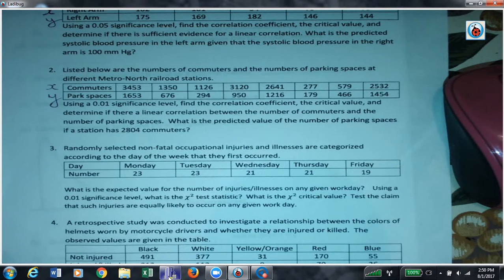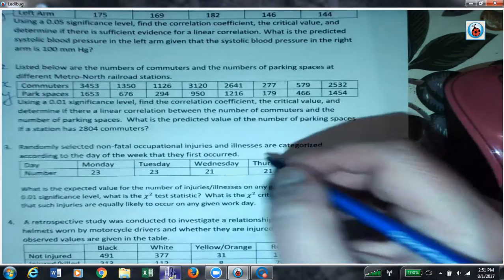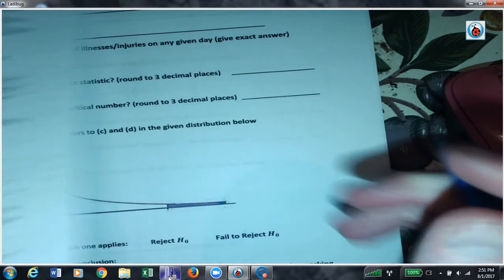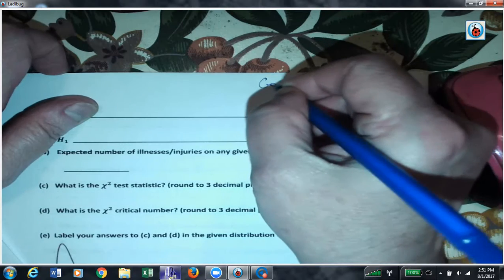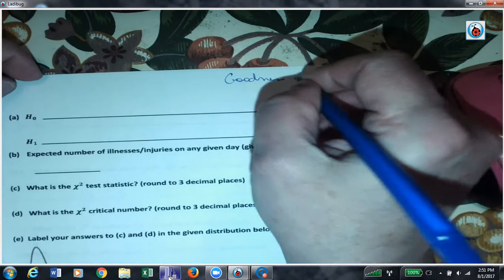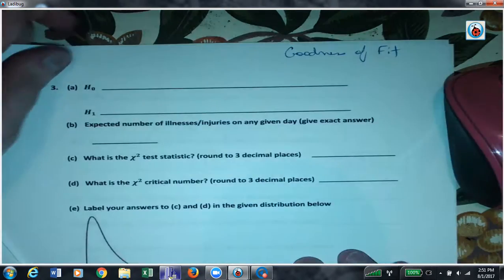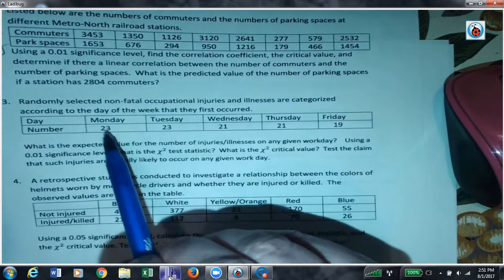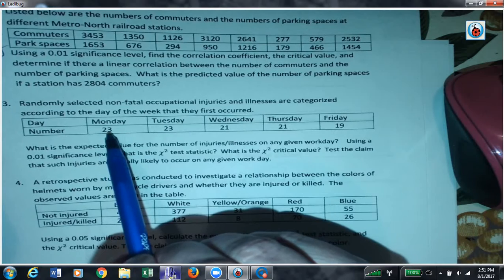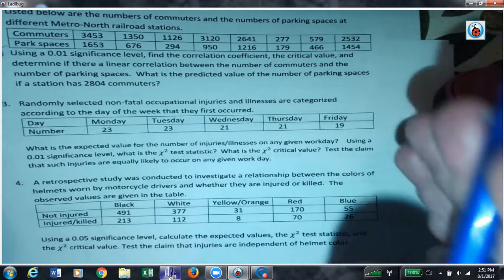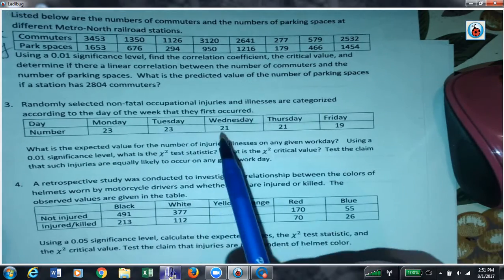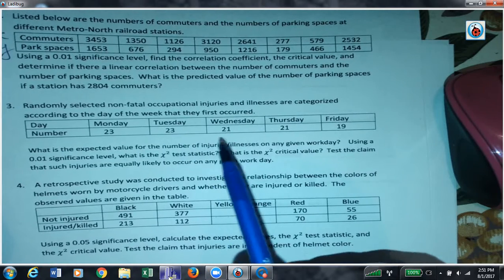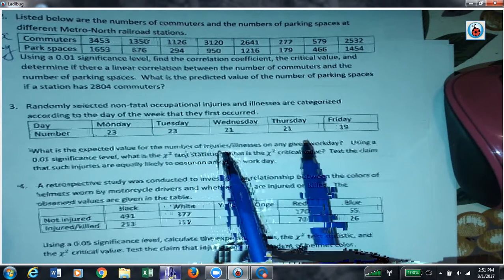And so we're looking at goodness of fit. So with goodness of fit, the null hypothesis is there's nothing fishy, that the days of the week and the number of people who call in sick or have injuries are not related. So whether or not you get injured, or whether or not you call in sick, is completely independent of the day it falls on.